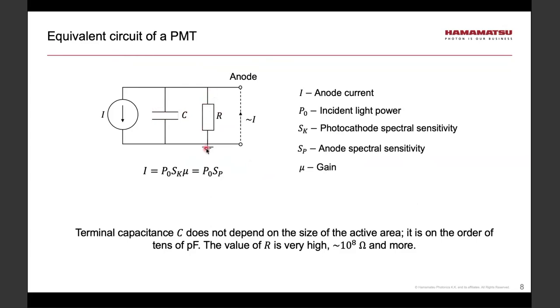This is not the load resistor. This is a resistor that is intrinsic to the PMT. And that resistance is very, very high, 10^8 and more, actually more likely more than 10^8. And so therefore we have an anode and the ground. And if I were to connect the anode and the ground with a short, then the current in this short would be equal to the current generated by light.